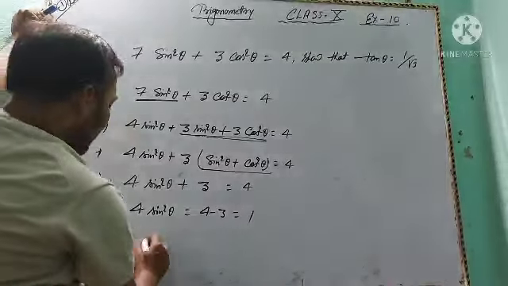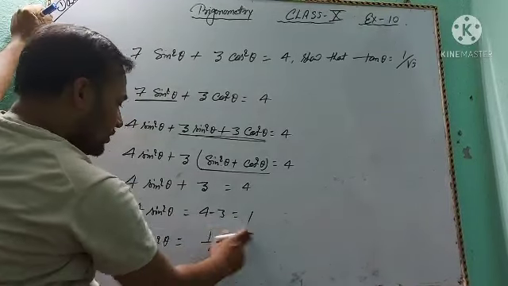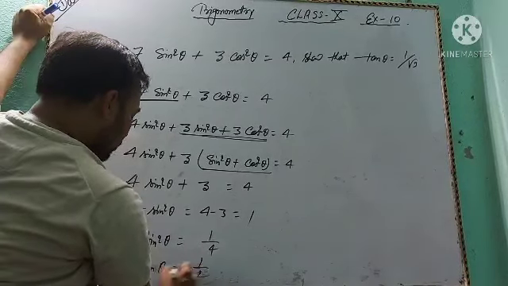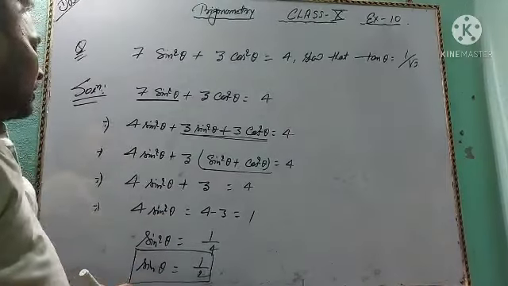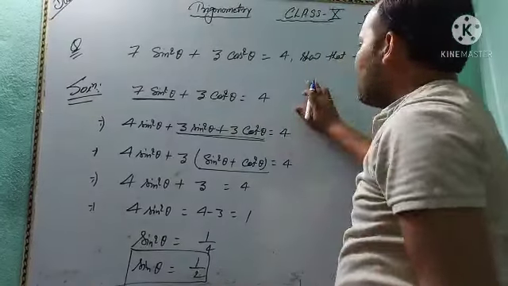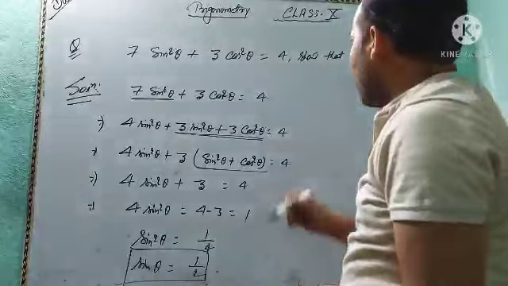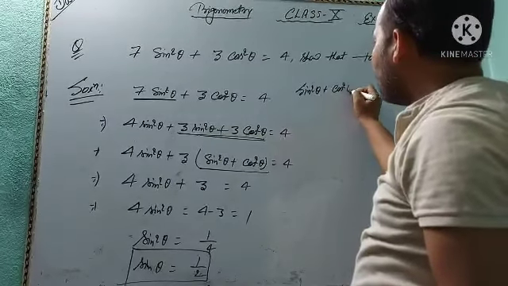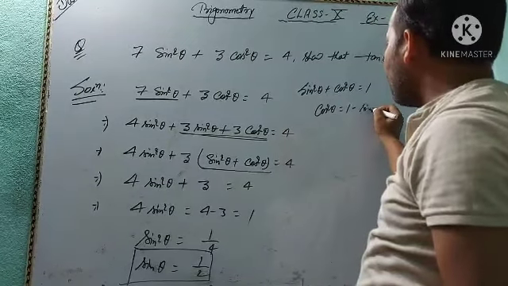Okay, so sin square theta is equal to 1 by 4. 4 is there. So sin theta is equal to 1 by 2. Okay, sin theta is 1 by 2. And we find cos theta. So students, we know that sin square theta plus cos square theta is equal to 1. So cos square theta is equal to 1 minus sin square theta.